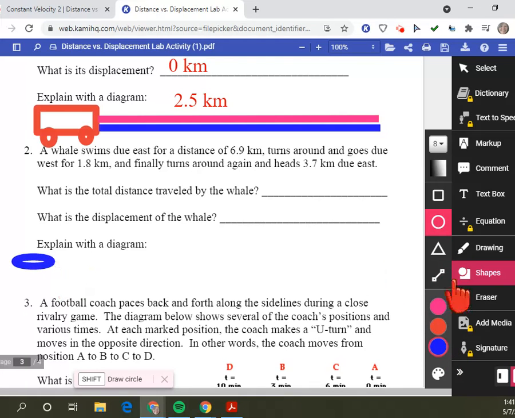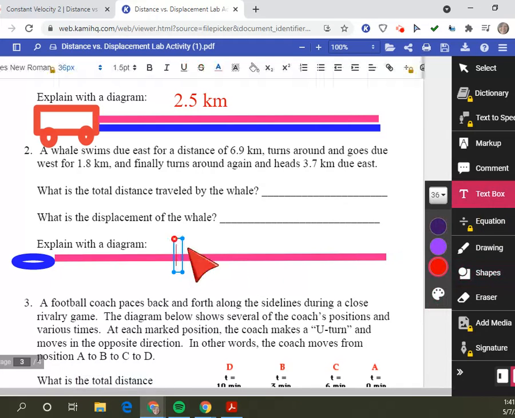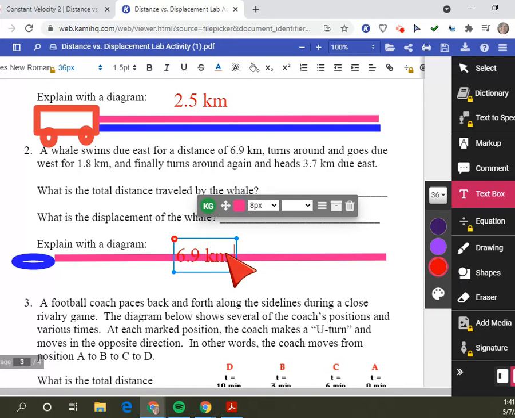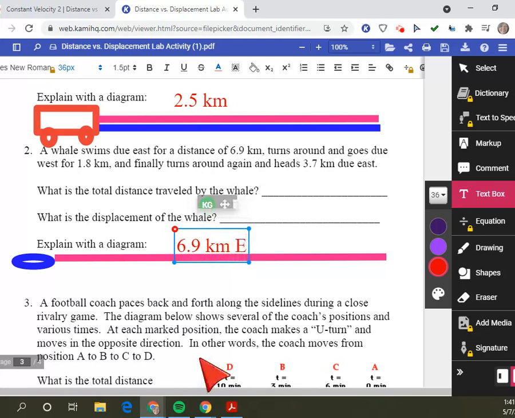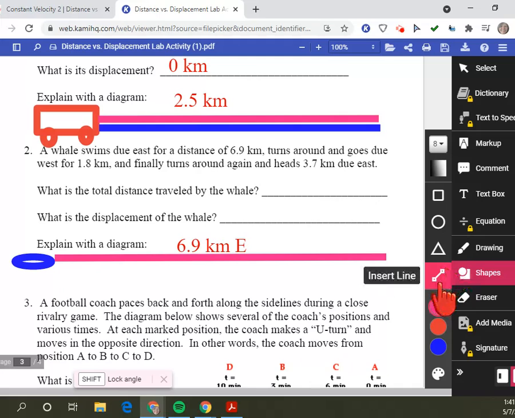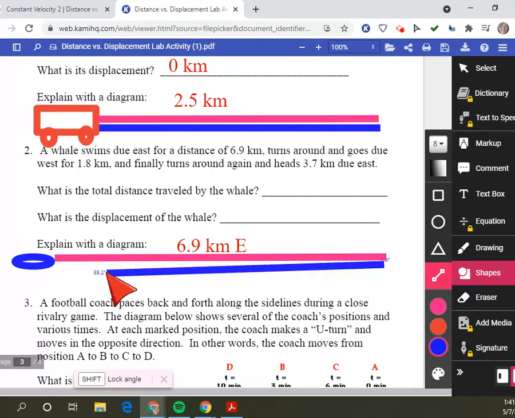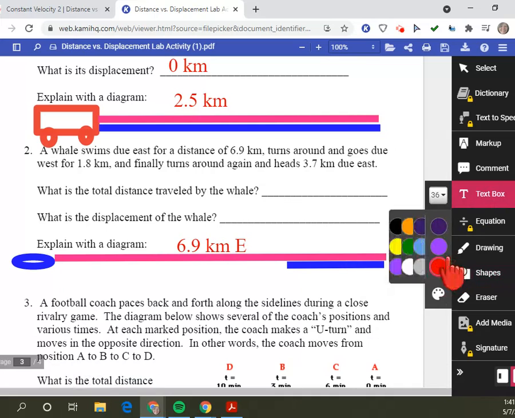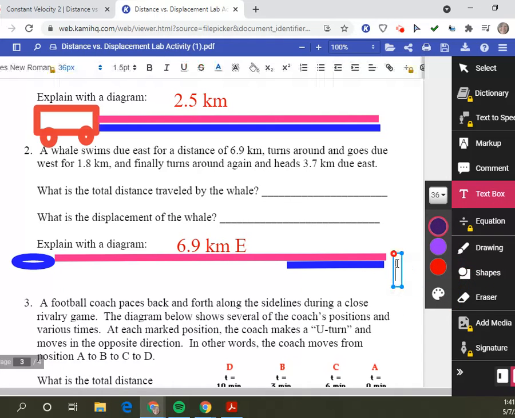It's a terrible whale, but this whale is going to go 6.9 kilometers, so we should probably label that. East. That's the first trip. And then the whale is going to turn straight around, which seems really weird, and go due west for 1.8 kilometers. It's probably not completely to scale, but that is west. Okay. And then finally turns around and heads 3.7 kilometers due east.